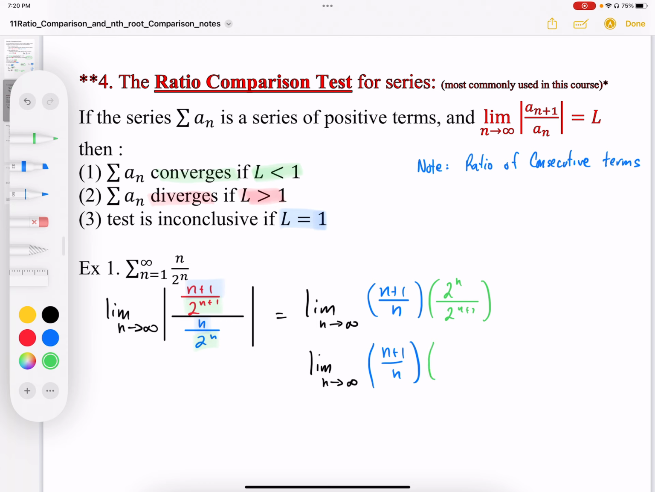And the 2 to the n over 2 to the n plus 1 means we have an extra 2 in the denominator. It's going to look like that. So evaluating this limit then, it's going to be equal to 1 times 1/2. So our limit is equal to 1/2. Okay, now if we go back up to our results here, it converges if the limit is less than 1. Well, the limit is less than 1. That is less than 1. Therefore, it must converge. So L is less than 1. Therefore, the series is convergent.